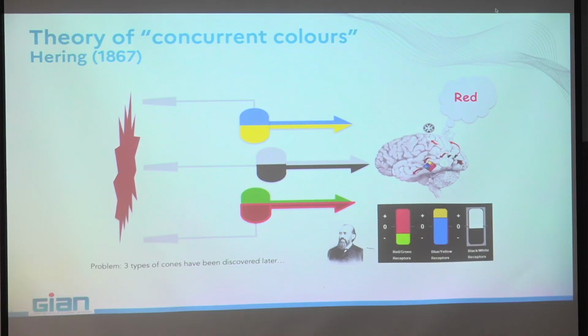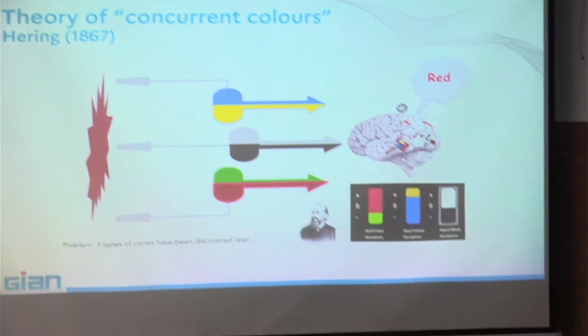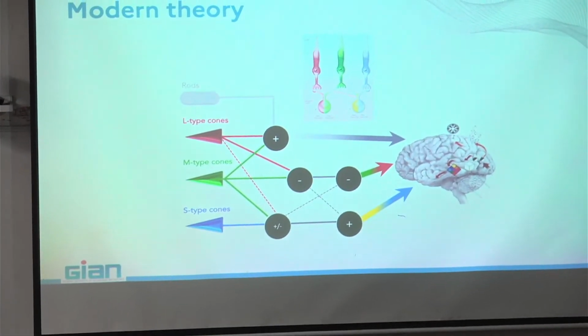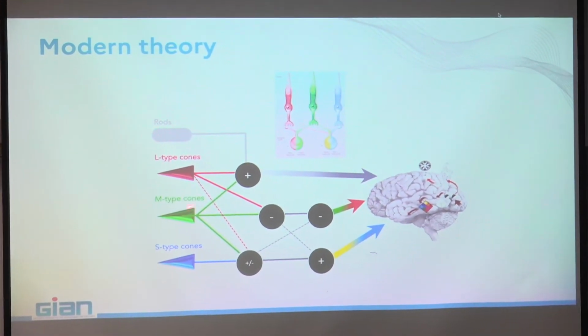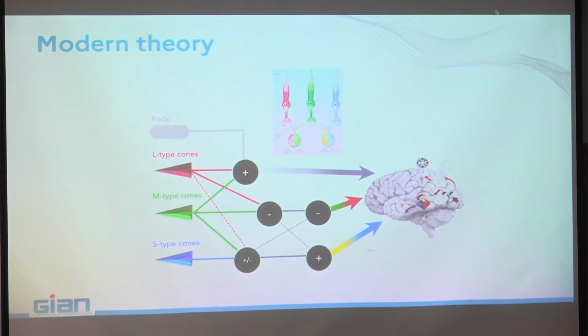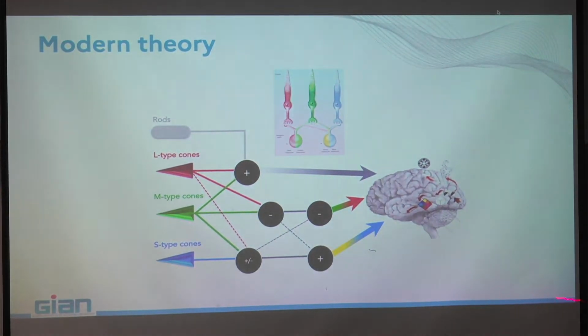A little bit later, at the beginning of the 20th century, we had anatomic data that showed there are three different kinds of cones, like the previous theory, but the problem was still the same. And in fact, by looking closer, the reality is always much more complex. We have three different cones. We have rods, but in fact, the cones communicate between them.